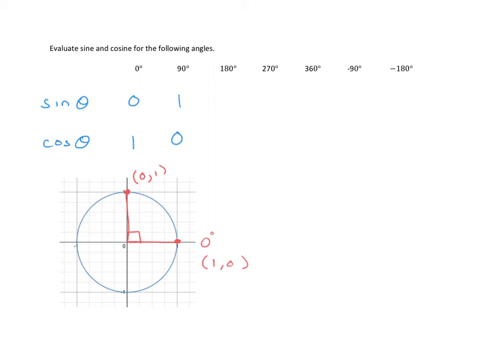All right, well, what about 180 degrees? So that's going 90 twice, that's half a full rotation. So that's going to be over here.